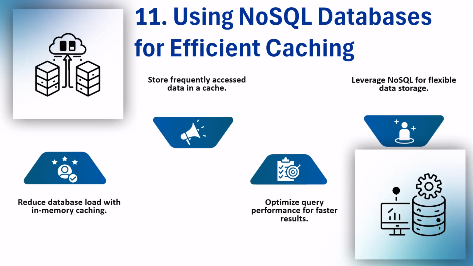Imagine a world where databases stop acting like slow librarians and start behaving like speedy personal assistants. NoSQL caching does exactly that. It stores frequently used data upfront, ensuring that users get responses fast without overloading your systems.